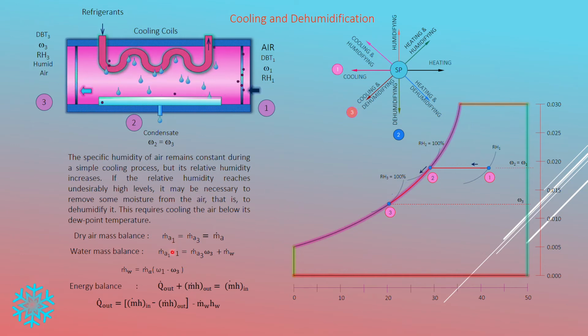The mass flow of air throughout is constant. If you want to find the water mass balance, you can use this equation here. And if you want to find heat in or heat out, you need to use your energy balance again. That's all for the air conditioning processes.